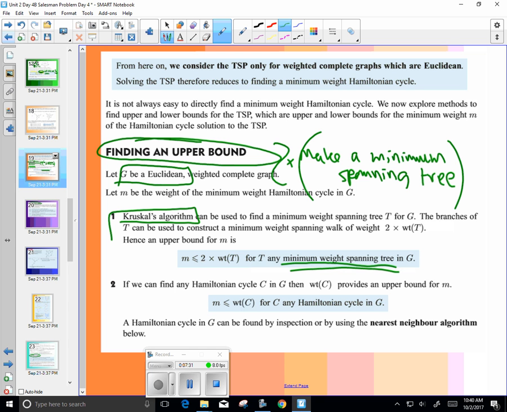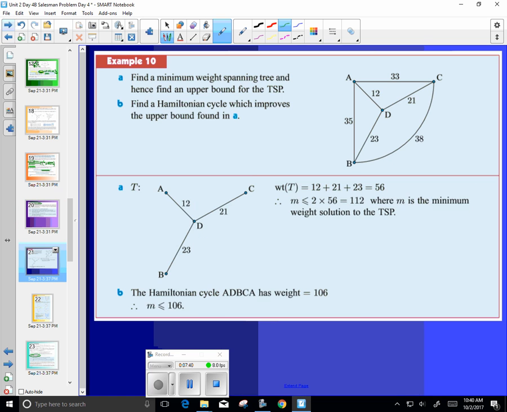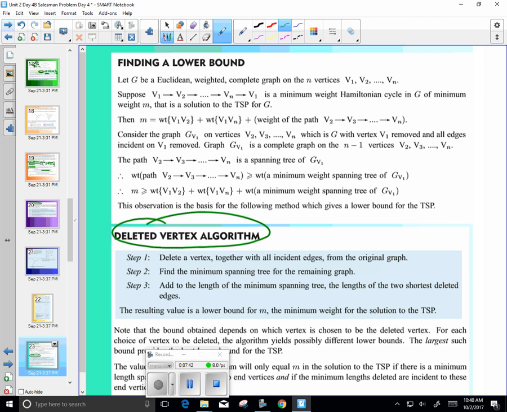Yeah, G is Euclidean. So let's think triangle. Think of Moose's triangle. All right, let's do the last one next. I want to do the last one next, the deleted vertex. I think this is the next easiest one. This is one of the minimums. There's 2 minimums. One is the deleted vertex algorithm, and the other is nearest neighbor.